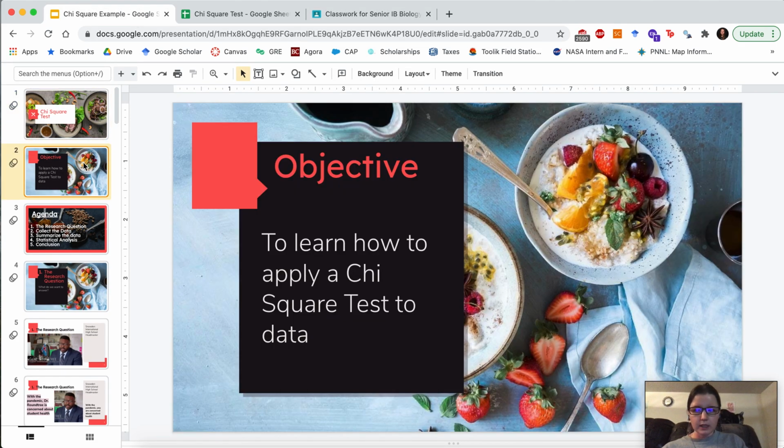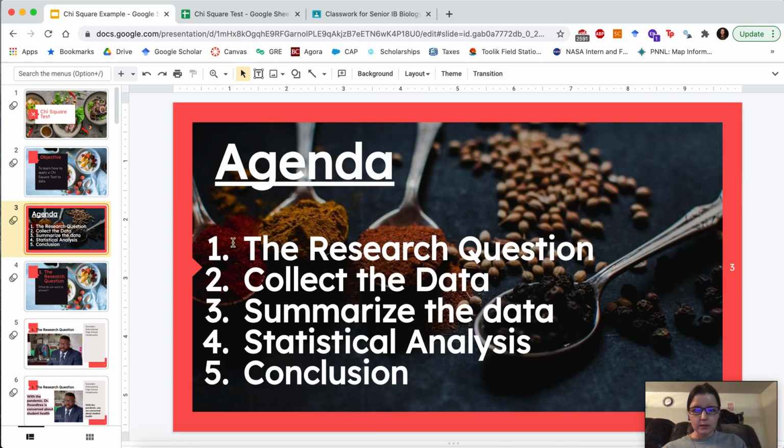So our objective for today is to learn how to apply a chi-square test to data. And we're going to do this by going over a research question, collecting our data, summarizing it, doing some statistical analysis, and finally reaching our conclusion.